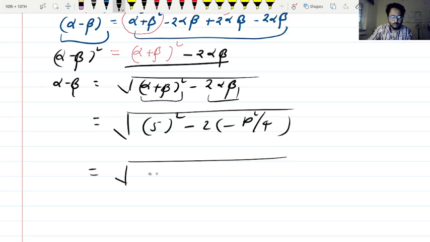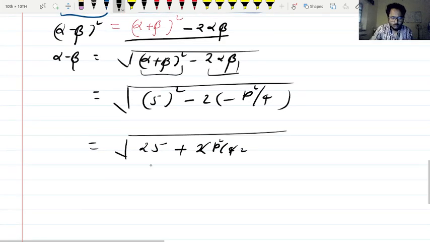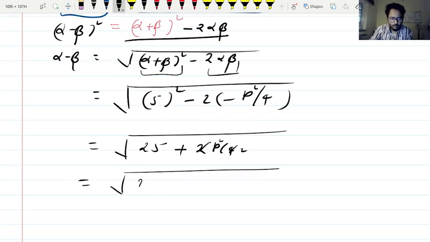So the root of 25 plus 2p square upon 4, the 2s cancel, and this is the answer. We have 25 plus p square upon 2.